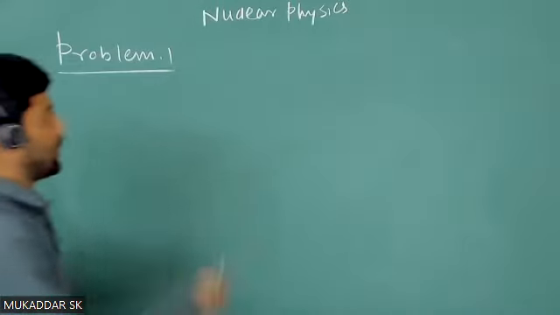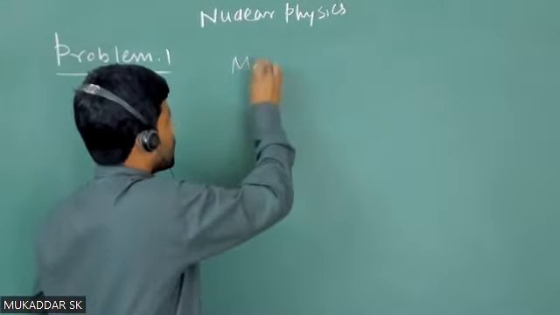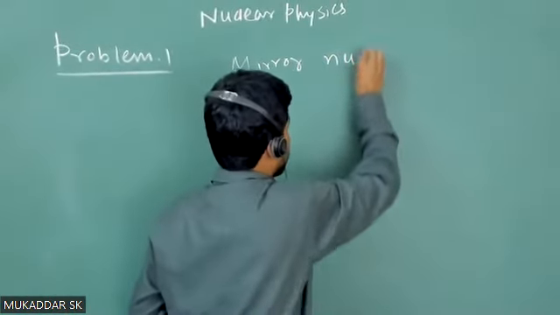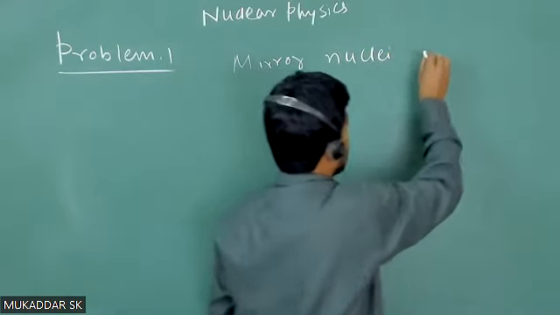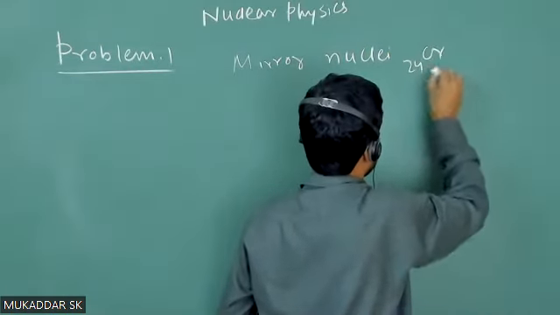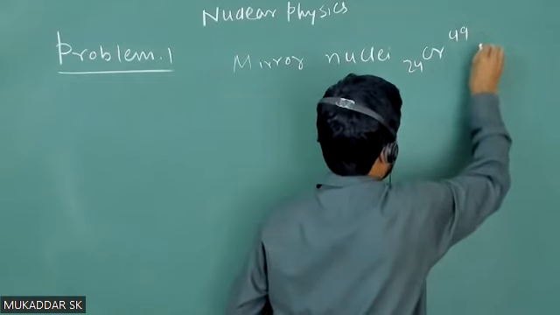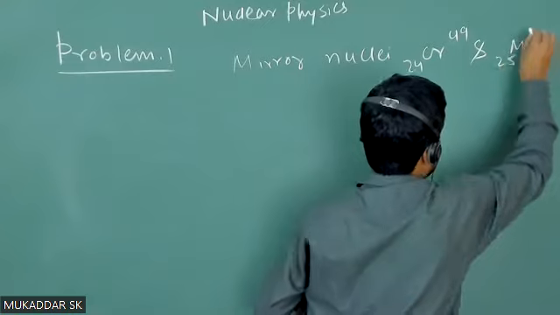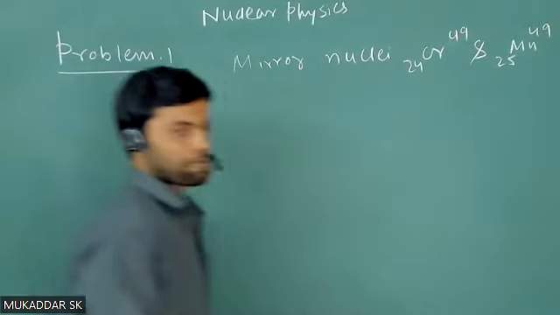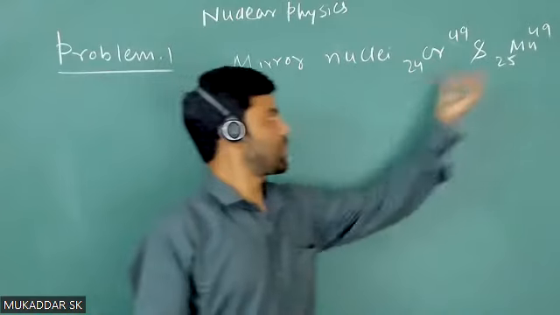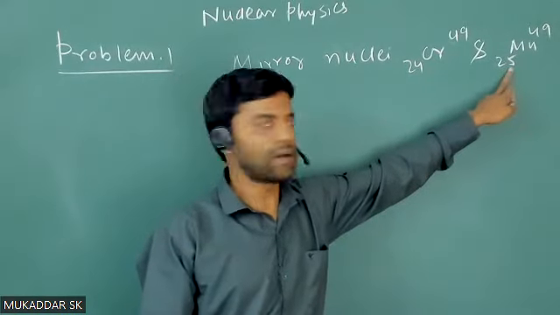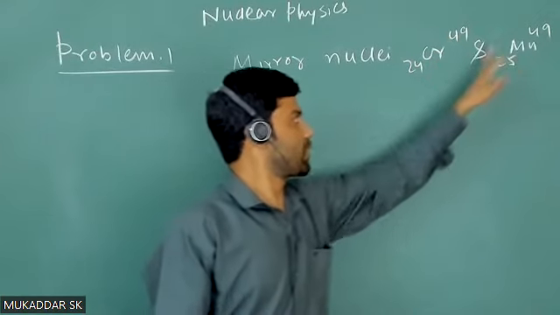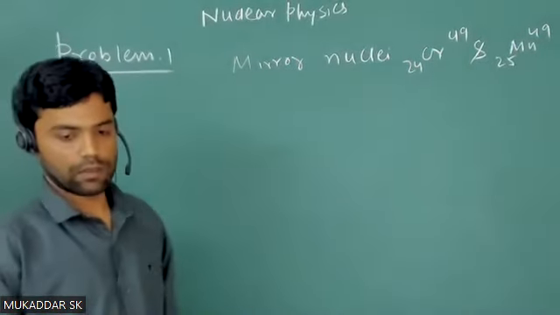You have two mirror nuclei. You have mirror nuclei: chromium 24 49 and manganese 25 49. Okay, I can see they are mirror nuclei because the proton number of one is matching with the neutron number of the other. They are mirror nuclei, right?